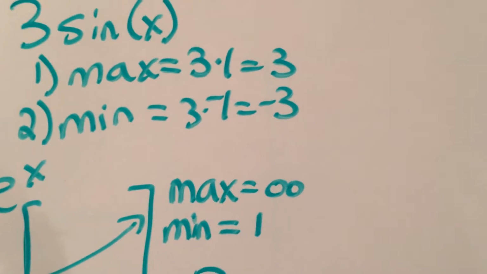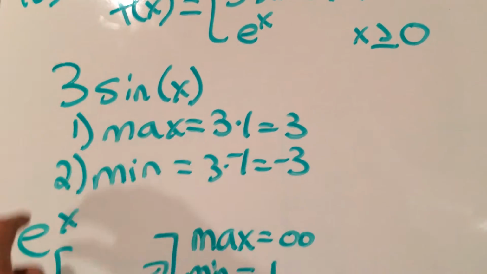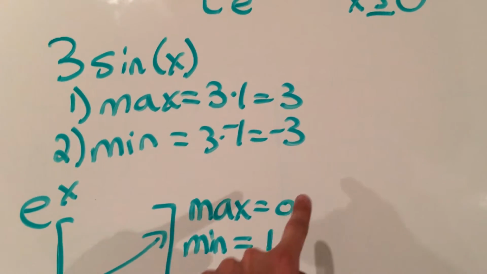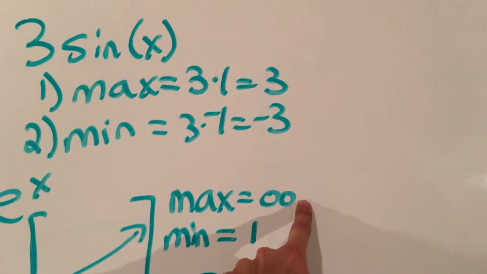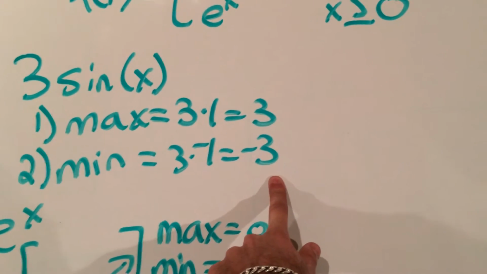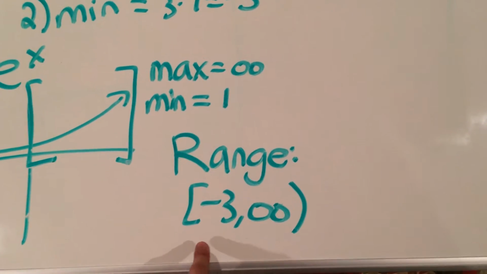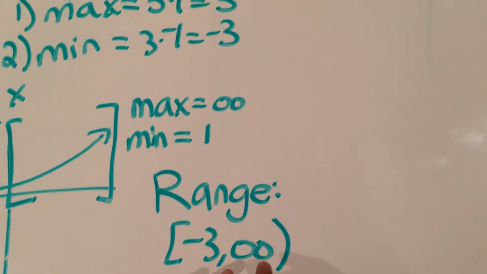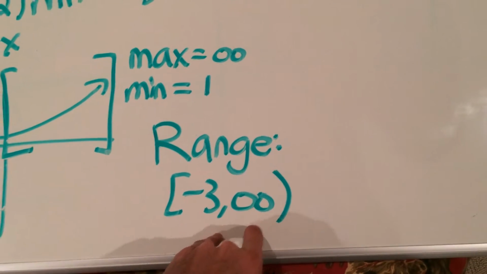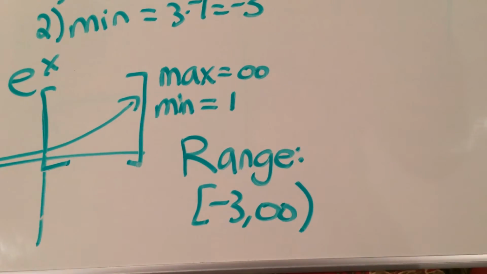So what do you notice? When you combine these two together, the 3 sine of x and e to the x, you see that the total maximum is infinity. That's the biggest y you can have, and the smallest y you can have is -3. So our range is from -3 to infinity. We got infinity because that was the biggest for e to the x. We got -3 because that was the smallest for 3 sine of x.